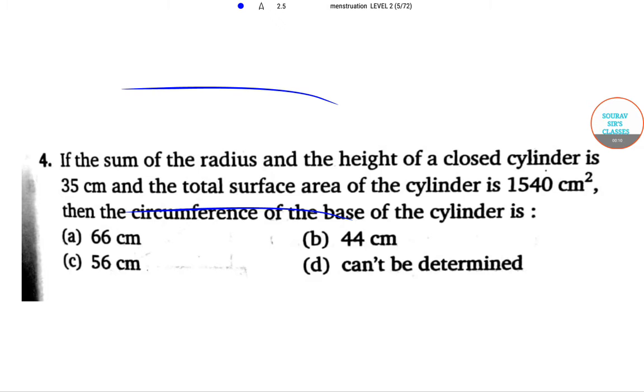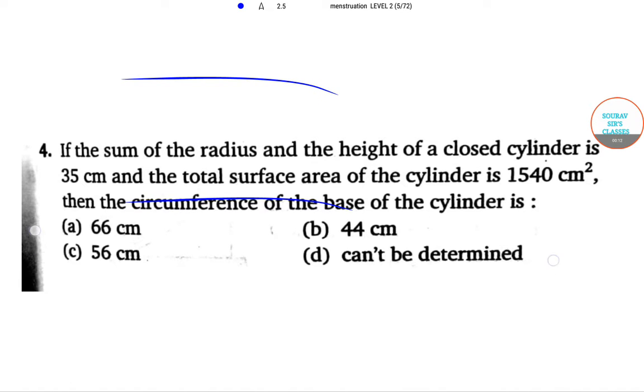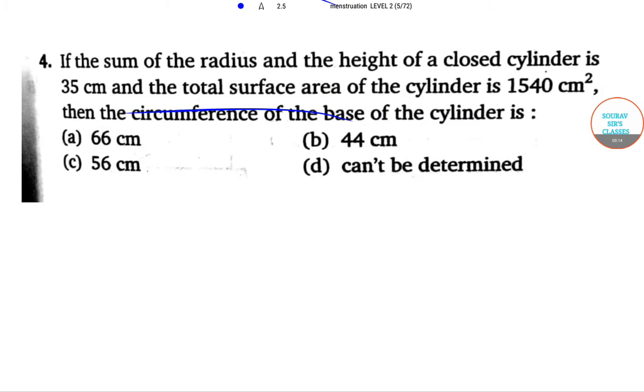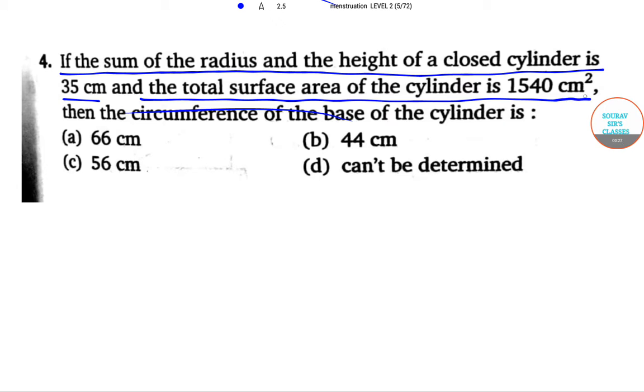Let's discuss a question regarding mensuration and something related to cone. If the sum of the radius and the height of the closed cylinder is 35 centimeter and the total surface area of the cylinder is 1540 centimeter square, then the circumference of the base of the cylinder is what? 66 centimeter, 44 centimeter, 56, can't be determined. Let us discuss, what is the right answer.